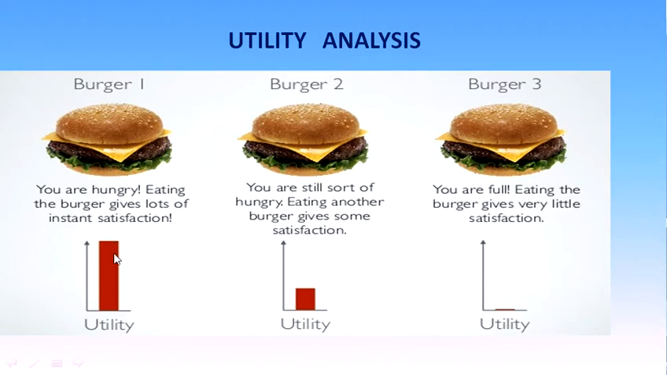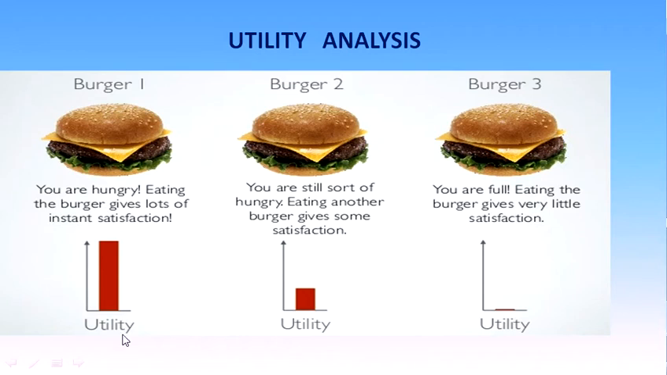Here you can see the utility level is very, very high at the first consumption. After eating the first burger, if the consumer consumes the second burger, the utility level will go down. In the graph, the utility level has gone down as compared to the first consumption. And as the consumer consumes the third burger, immediately after the second, the utility level will go down further. Basically, as the consumer consumes more and more of the commodity, the utility level will keep on decreasing.